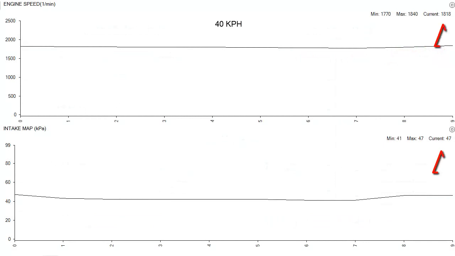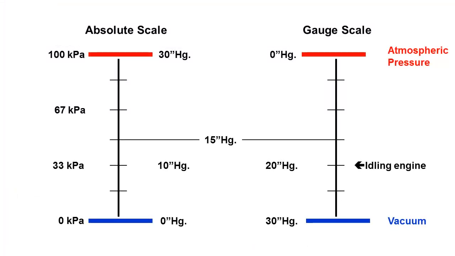At 40 kilometers per hour, intake MAP increases or vacuum decreases due to the increased load. 42 kilopascals equates to 17.6 inches of mercury on the gauge scale. This is the MAP reading on the vacuum chart.